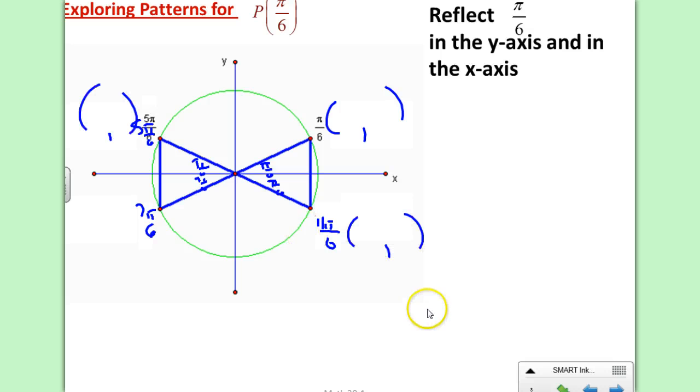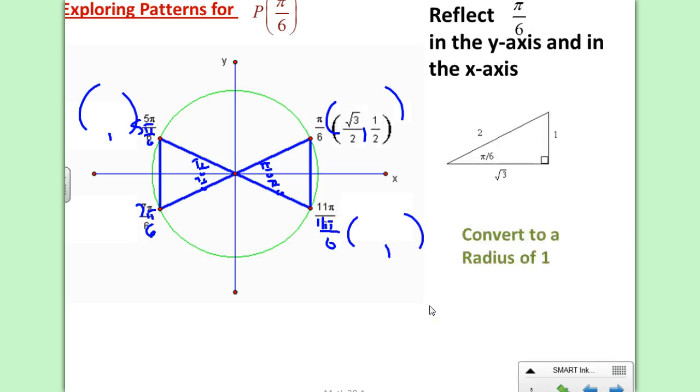So if you look at your special triangle, all you need to do is take your special triangle, and like we talked last day, make the radius 1. So convert to a radius of 1. In other words, divide everything by 2. Not the angle, but divide all the sides by 2, and notice what happens. Now, I'm going to do this in green, this length is 1. That's the unit circle. This length is root 3 over 2, and this length is a half.